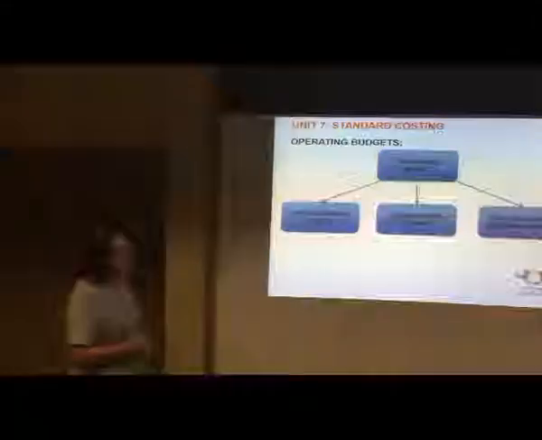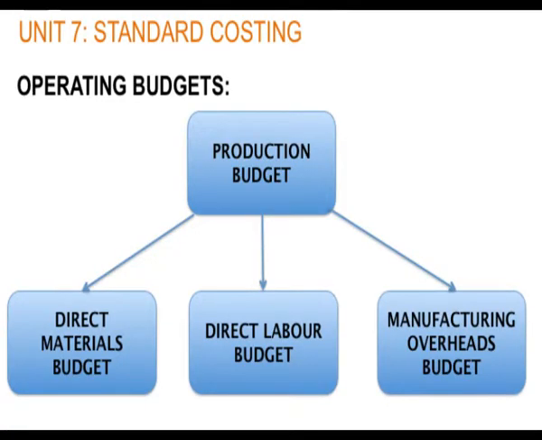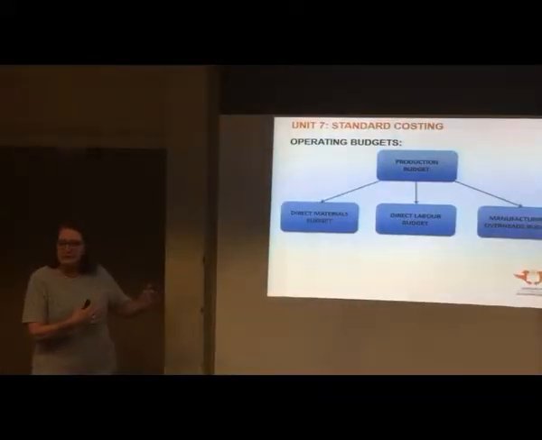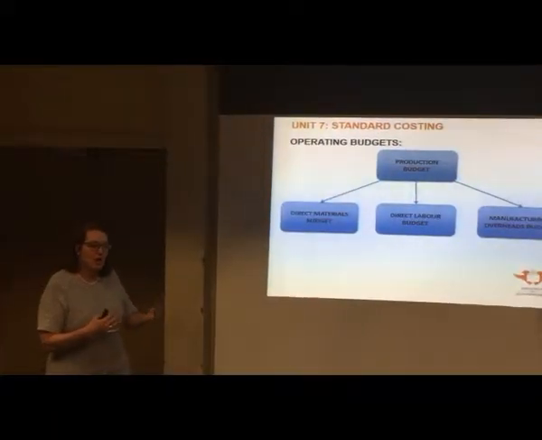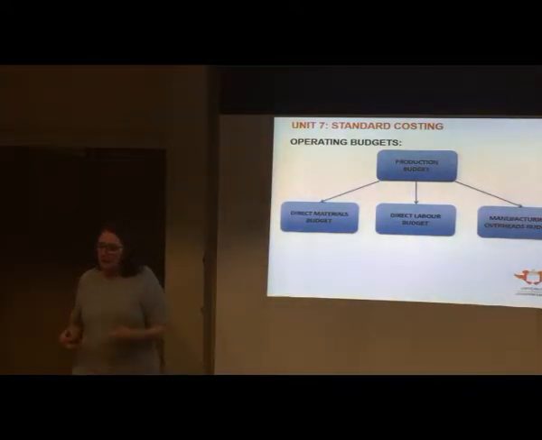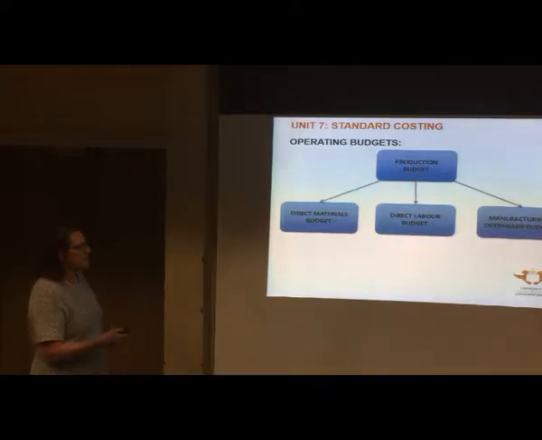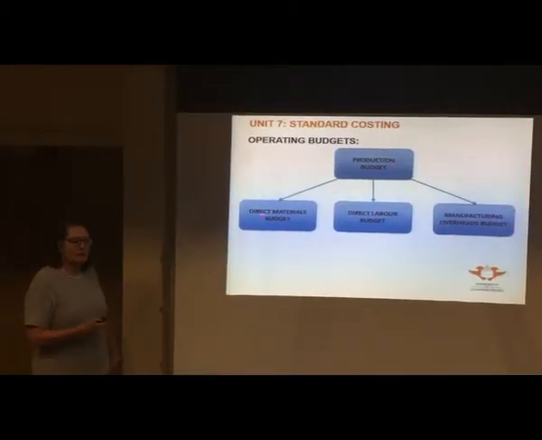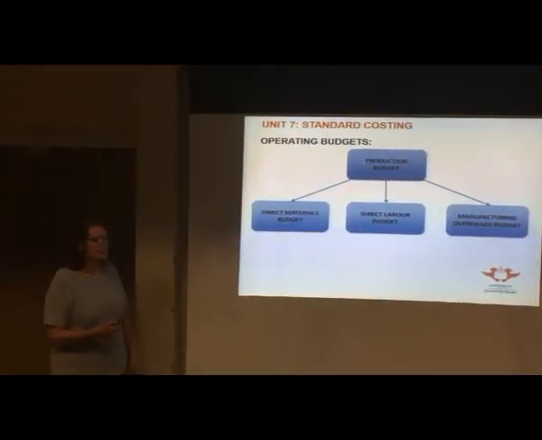Here's our production budget. Don't forget that the production budget is driven by the sales budget. How many do we want to sell? Based on how many we think we will be able to sell, we determine how many we are going to produce. And then once we've got our production budget, we can break it down into our direct materials, direct labor, and manufacturing overheads. This is our planning. This is what we anticipate is going to happen.